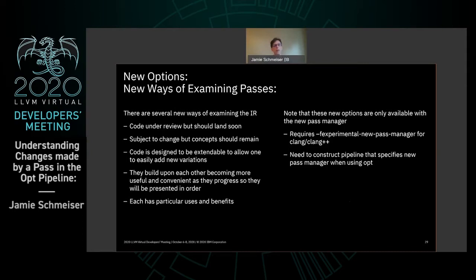Note that these new options are only supported by the new Pass Manager, and thus require an appropriate pipeline in opt, or the -fexperimental-new-pass-manager option being used in conjunction with clang or clang++.